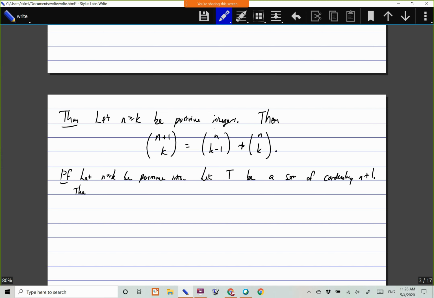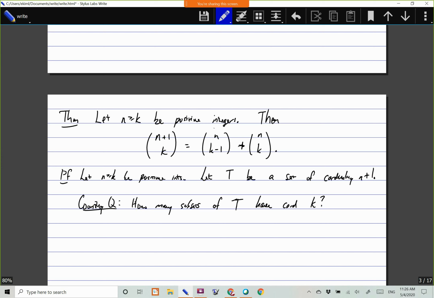Here's the left side. Let me do better than my notes here right now. So the counting question is: how many subsets of T have cardinality k? That's really the counting question, and the left side is a very direct answer to this question.